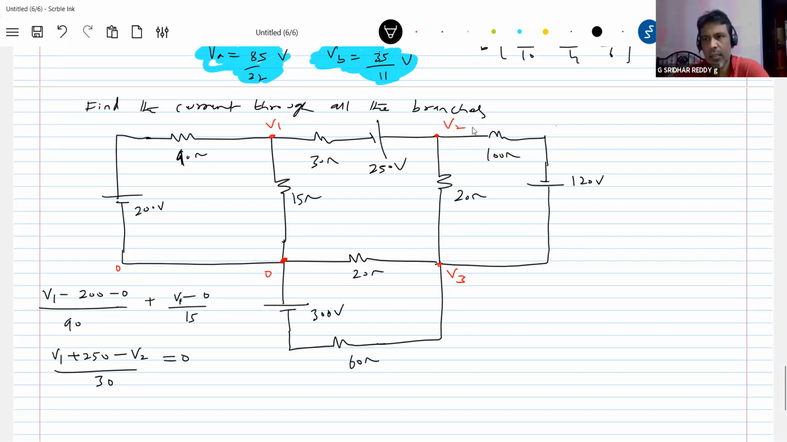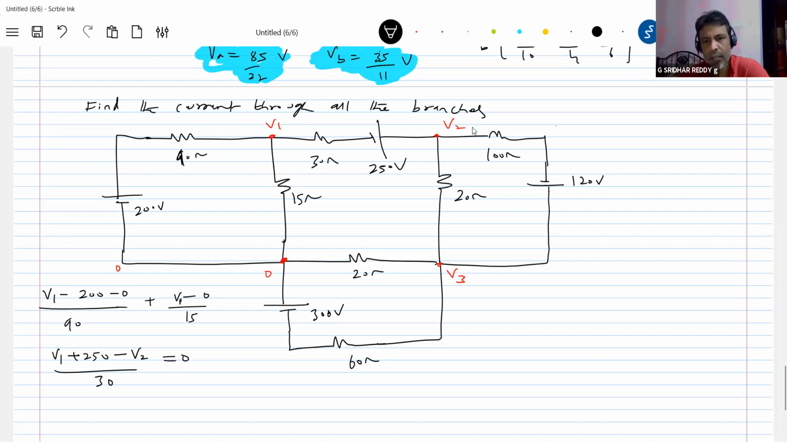Look at this. What is the path? It's like this: V1 minus 200 minus 0 by 90 ohm resistance, V1 minus 0 by 15, V1 plus 250 minus V2 by 30. So that's equation 1. Solving, you will get a relation between V1 and V2. One equation, let it be. Then next we'll write one more. I'll write it down. You can focus on the solving.